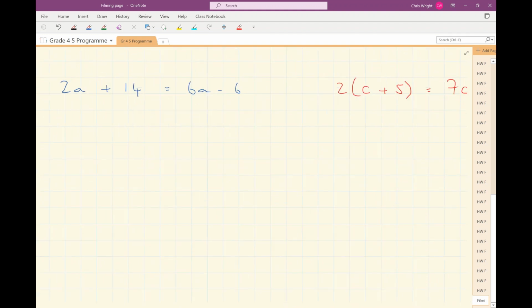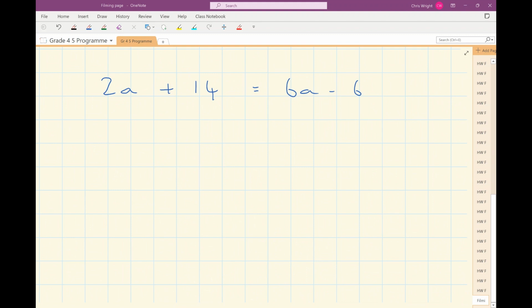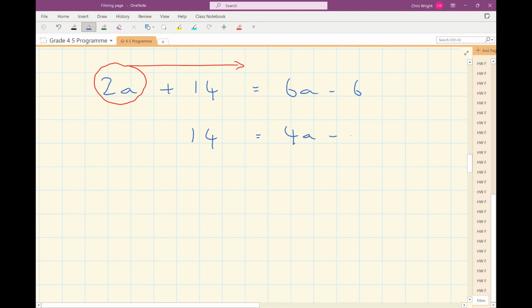Okay, let's have a look at the first one. Now, on the left-hand side, I've got 2a, and on the right-hand side, I've got 6a. So it's the left-hand side that has the fewest a's. So I'm going to float and ping those 2 a's. They'll become minus 2a. So now I'll have 14 equals not 6a anymore, but 4a minus 6. Swap those around. 4a minus 6 equals 14.